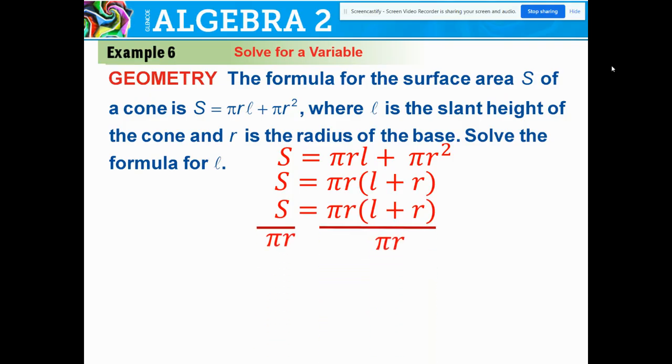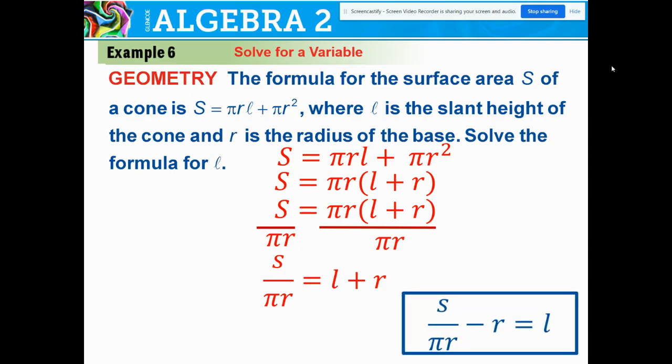Divide both sides by pi r. That gets rid of it on the right-hand side. And then to get the L alone, we just subtract r. So S over pi r minus r equals L, our slant height.